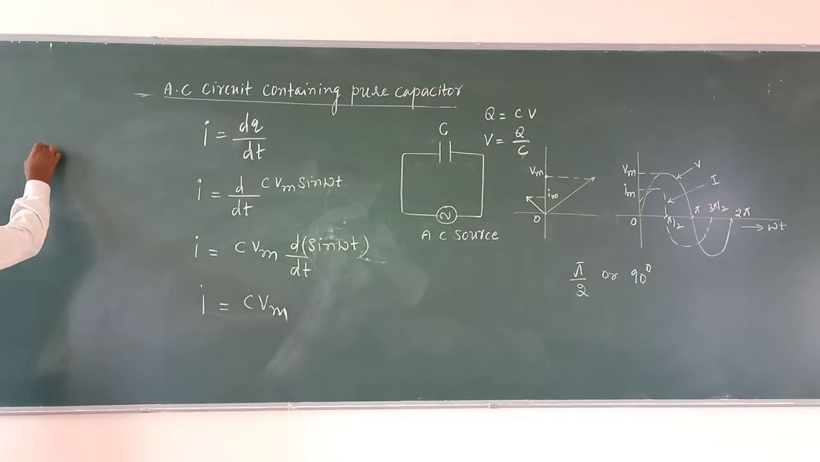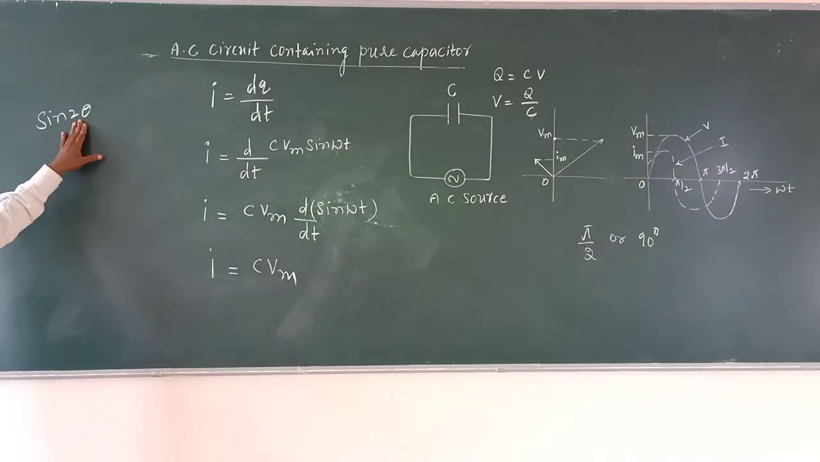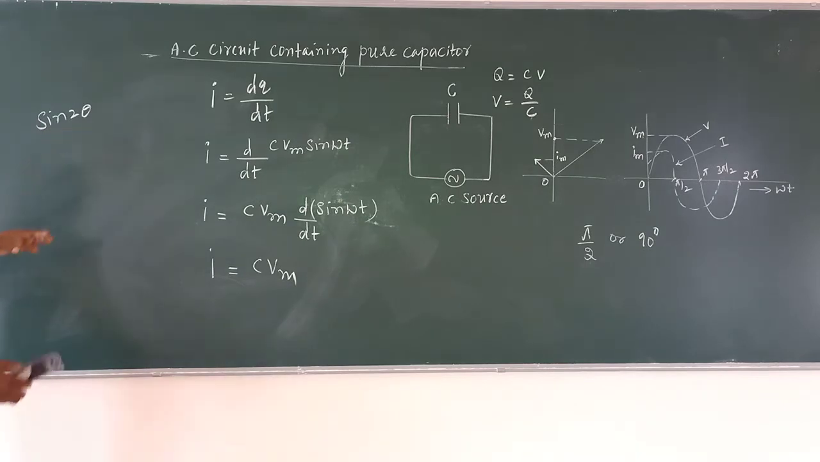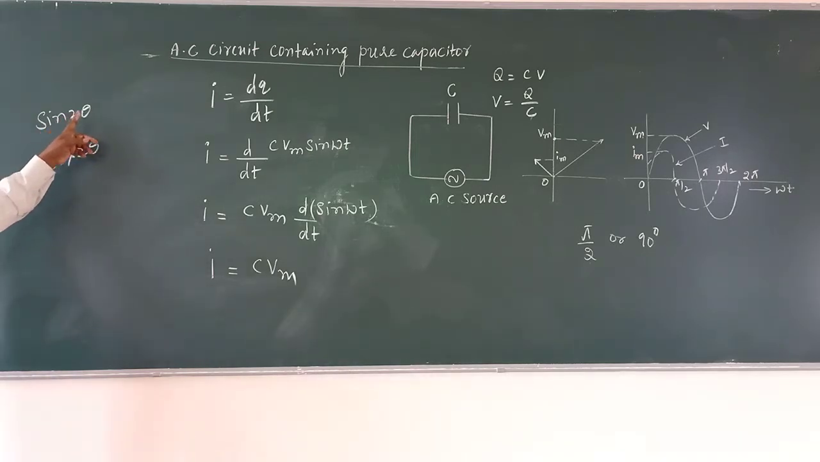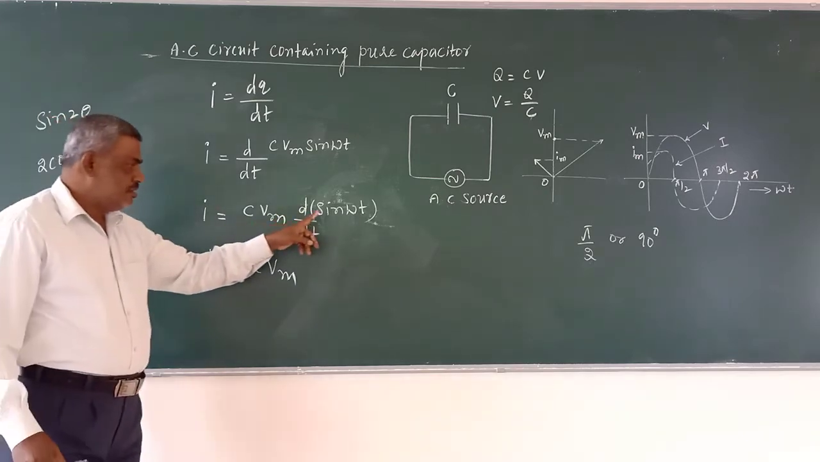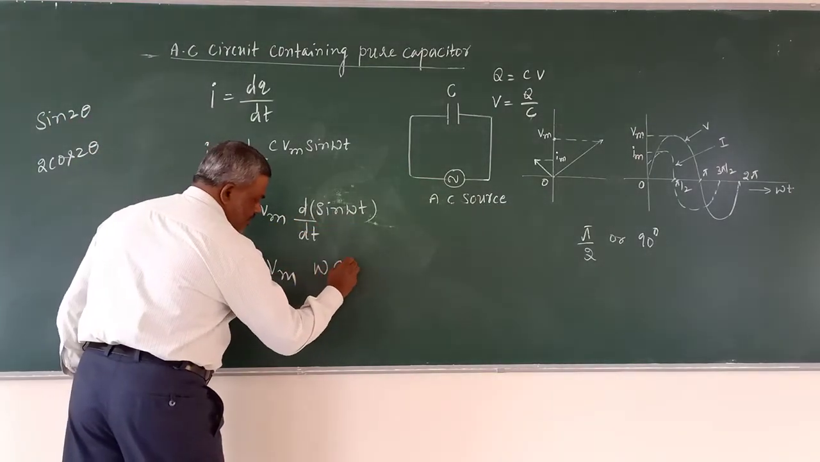Now sin 2 theta. The differentiation of sin 2 theta is 2 cos 2 theta. Now we have sin omega t differentiation. So it is omega cos omega t.